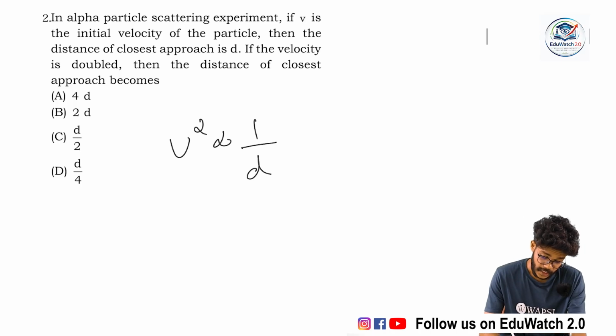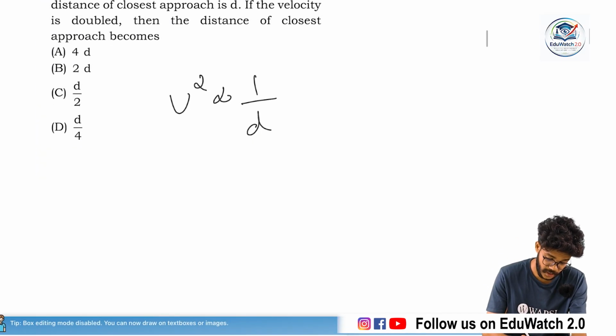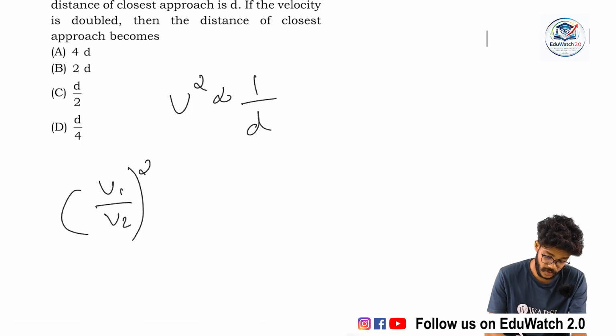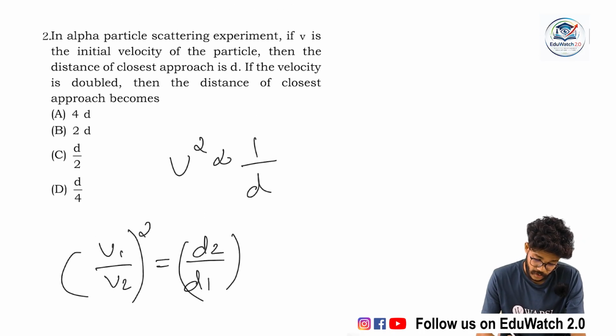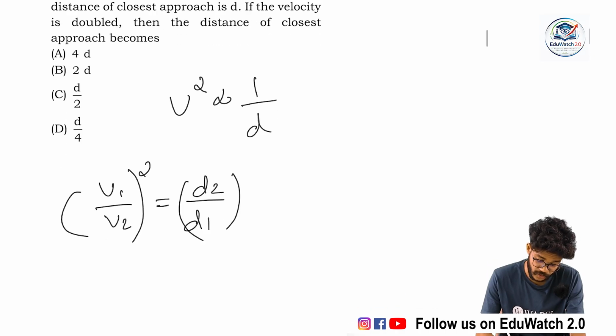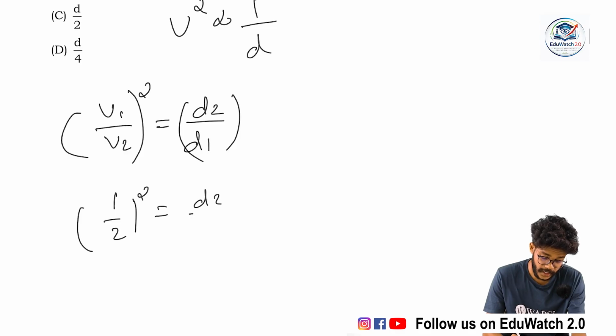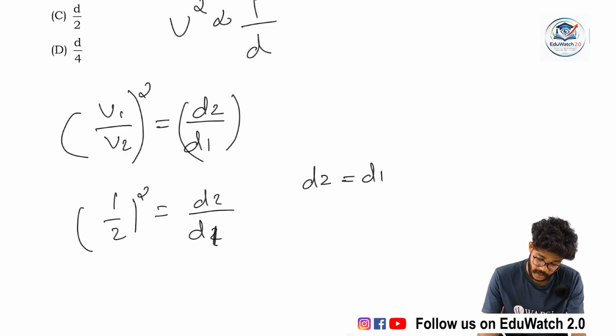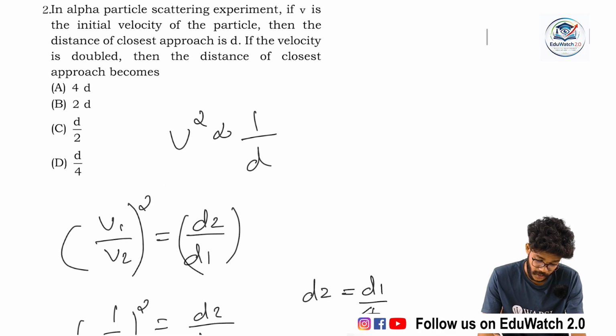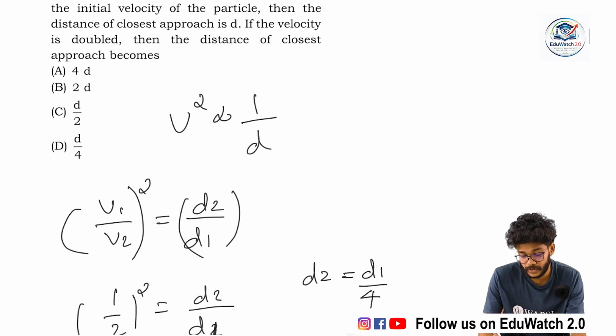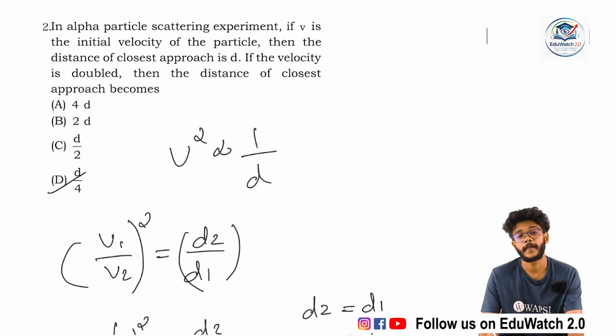So we can do the calculation as v1 by v2, the whole square, is equal to d2 by d1. The velocity is doubled, so v2 is equal to 2 v1. So 1 by 2 squared equals d2 by d1. So d2 is equal to d1 by 4, and d1 is d, so d2 is equal to d by 4. Option D is the correct answer.